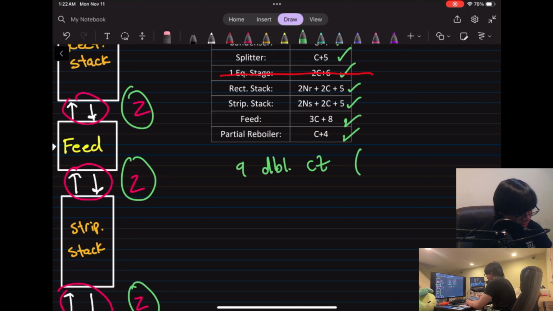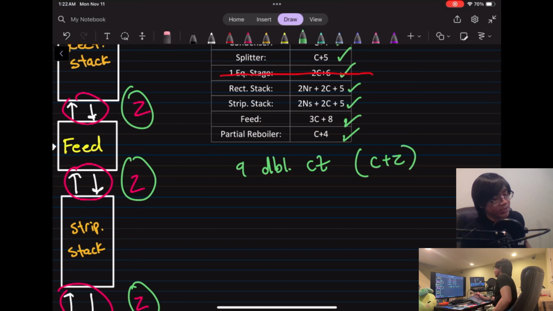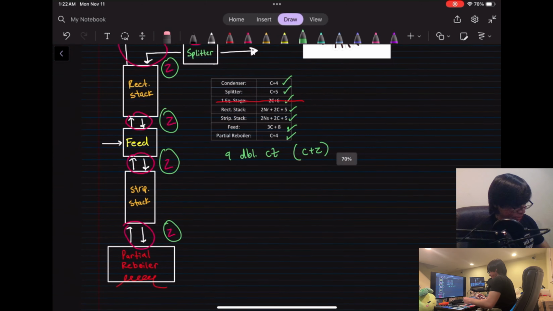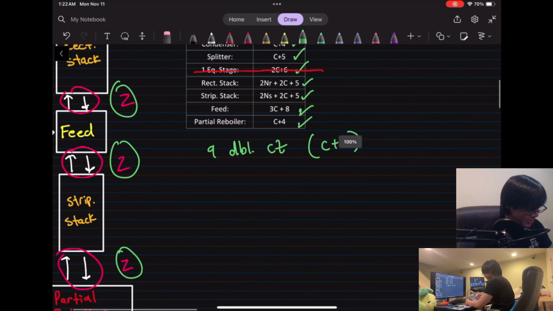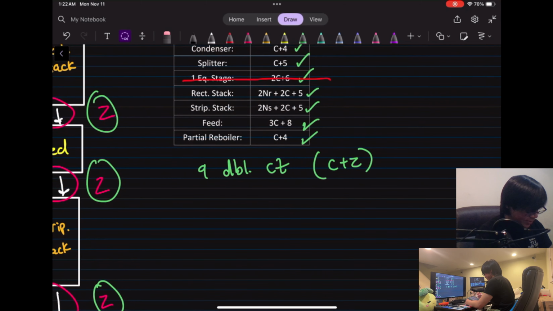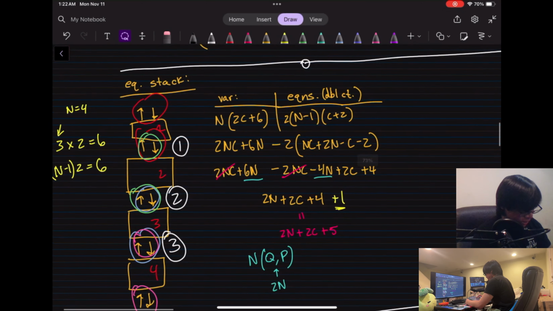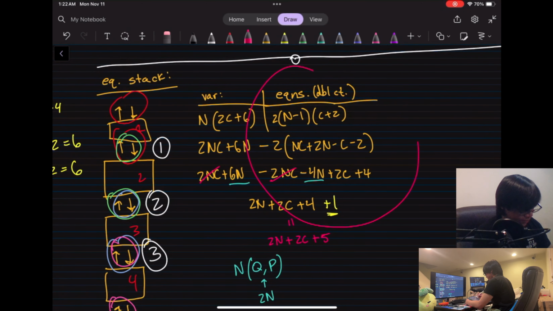Remember, that will be C plus 2 for each stream. Again, component molar flow rates, and the 2 unknowns plus 2 for temperature and pressure. Okay, let's sum these up. I'm going to move this to the side so we can subtract this later on, just like how we did with our stack. Remember, we're subtracting away our double counted streams right there.